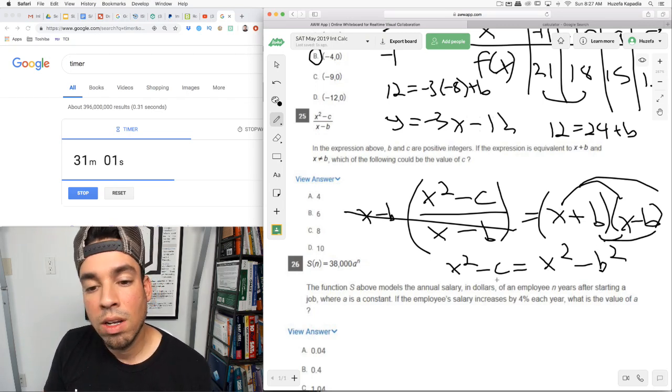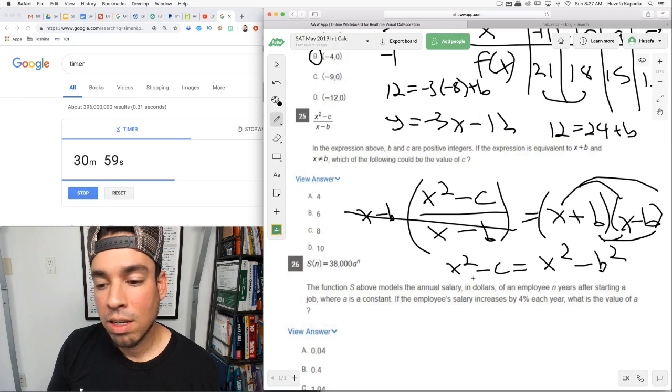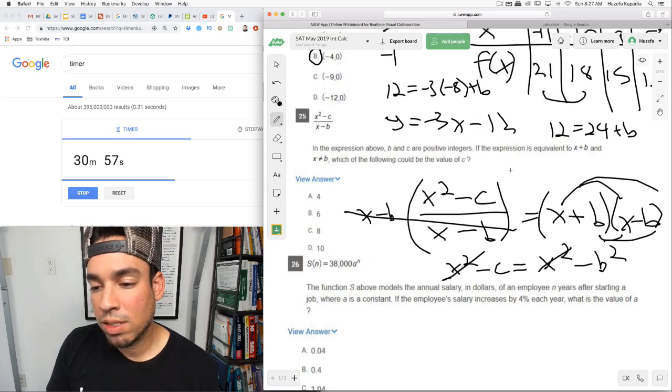Now guess what? Now I see something special. I see that we can get rid of the x squared, and we see that negative c equals negative b squared, or c equals b squared. Boom.